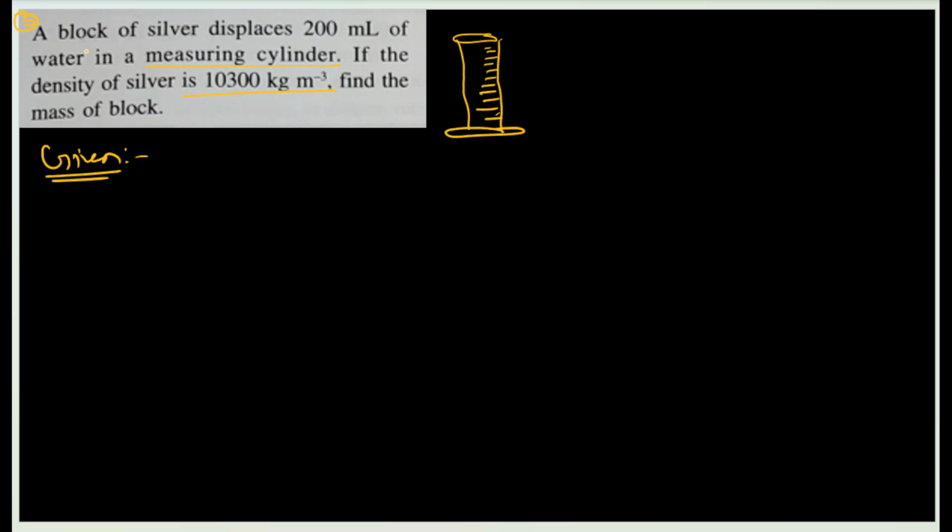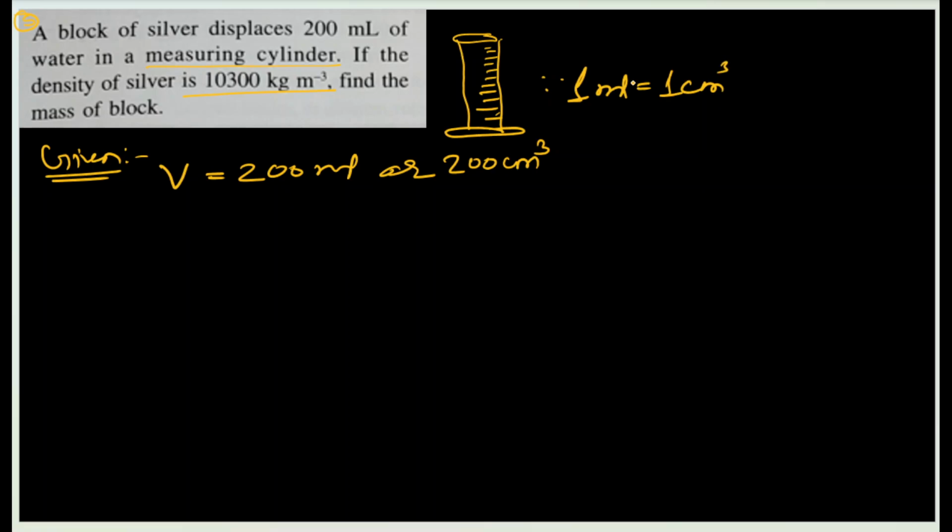200 ml, that silver block displaces 200 ml. So that means the volume it occupies is 200 ml indirectly. So the volume of silver we can predict indirectly as 200 ml. Or you can say, because silver is not a liquid, it's a solid form, so we are going to use the relation 200 centimeter cube. We know that 1 ml is equal to 1 centimeter cube. Now after that, V is equal to 200 ml or 200 centimeter cube.